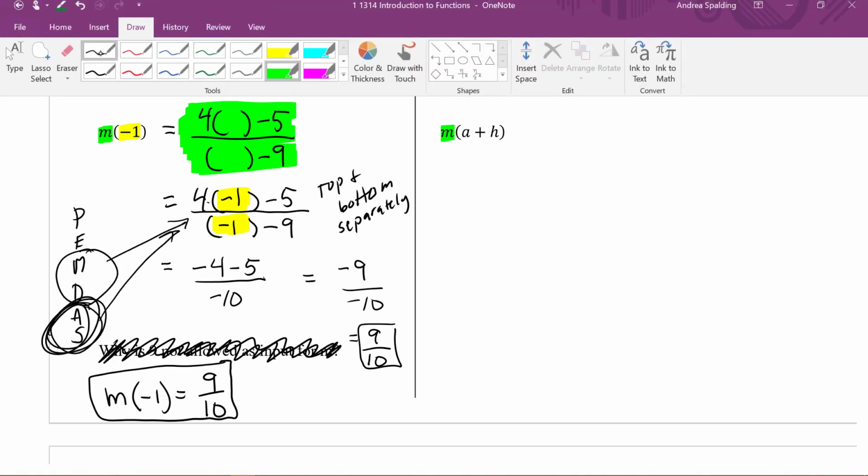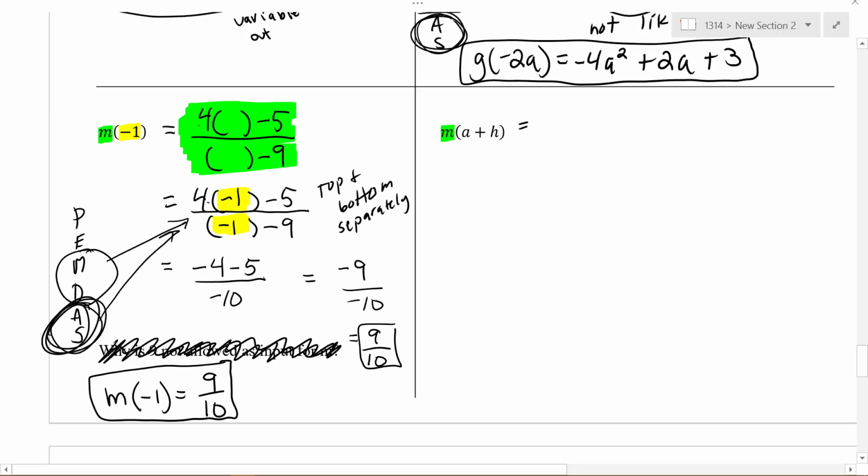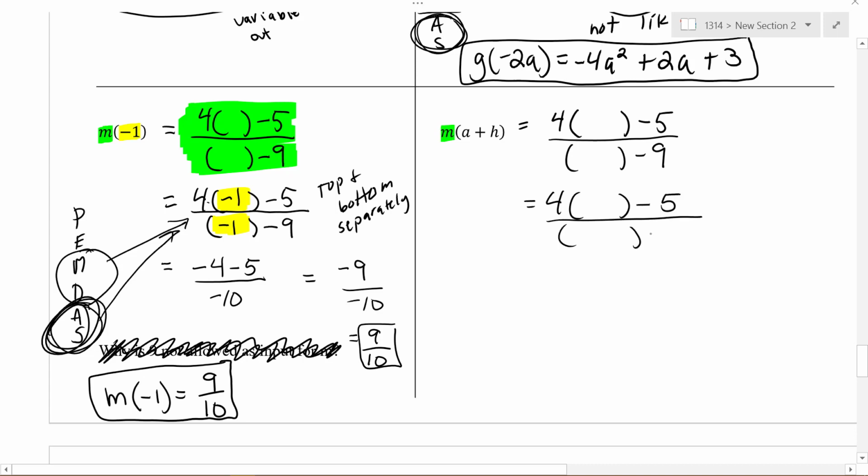So I'm just going to use what I've already done for step 1 of the previous problem, since it's using the same function. 4 times x minus 5, that's 4 times parentheses minus 5, divided by x minus 9, well, we put parentheses minus 9. Okay, so there's step number 1 of function notation. I'm going to copy what I have there as I move on to step number 2.